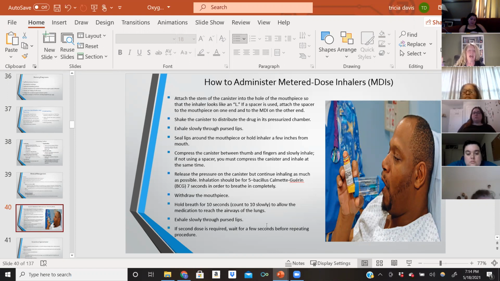Those patients are then going to exhale slowly through pursed lips again. And then if a second dose is required, you're going to wait a few seconds, a couple minutes, and then repeat the procedure again. Usually respiratory therapy does this in most clinical settings, but nurses can do it as well.